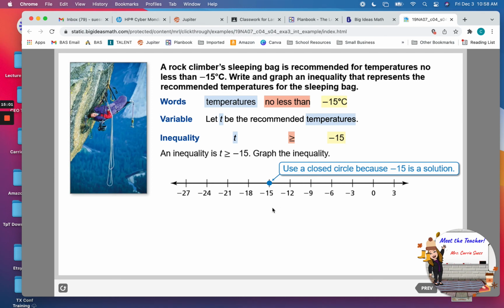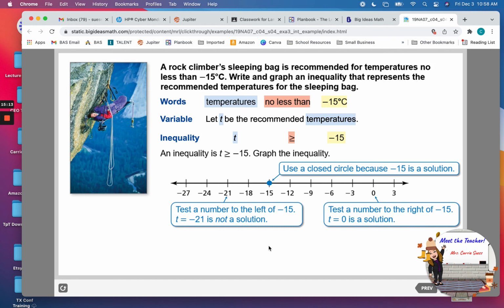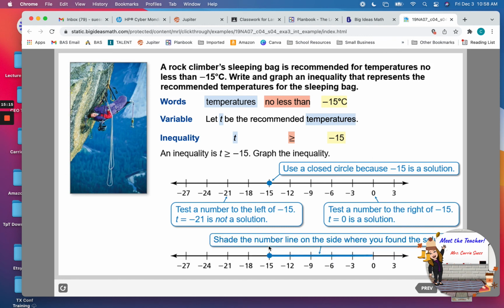Now, the t is greater than this. So which way am I going to go? To the right. So you're going to shade to the right because t is greater than that negative 15.